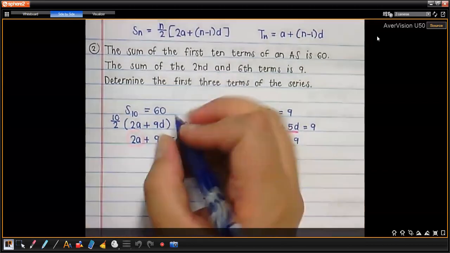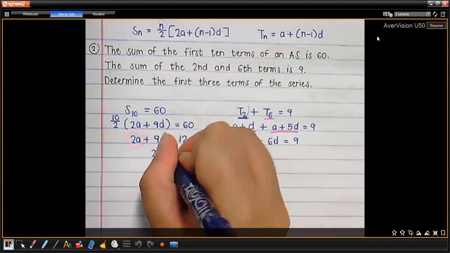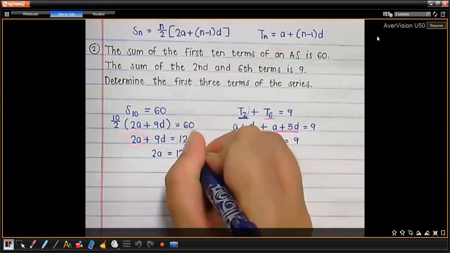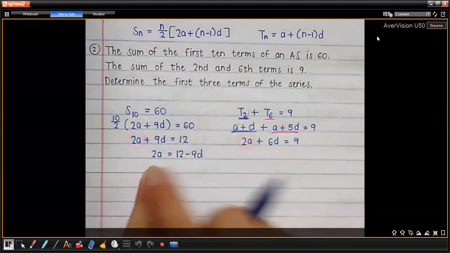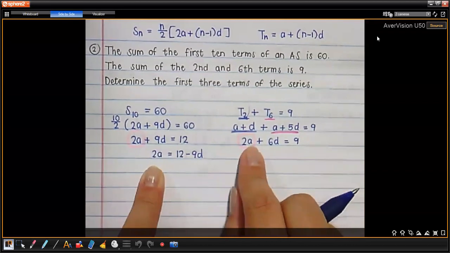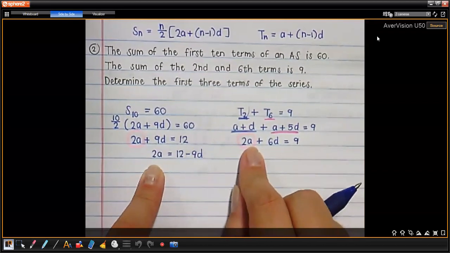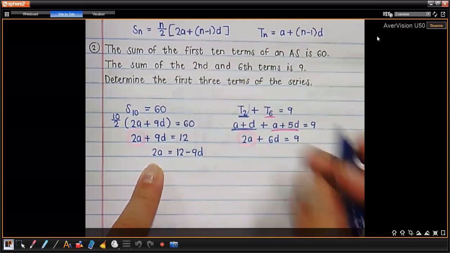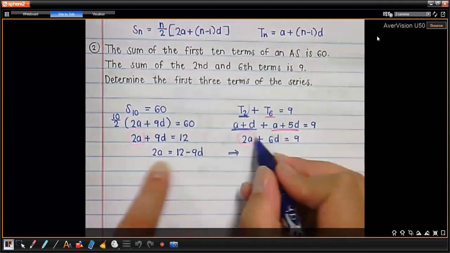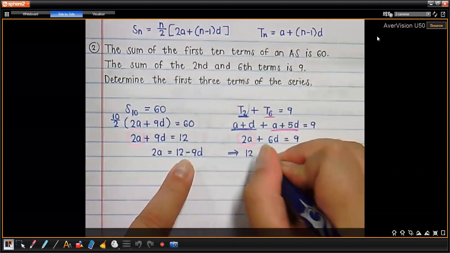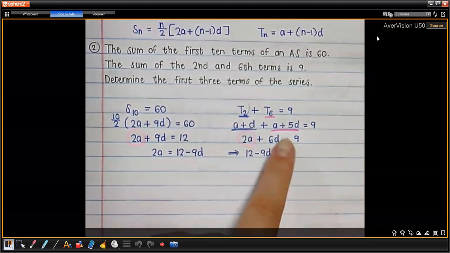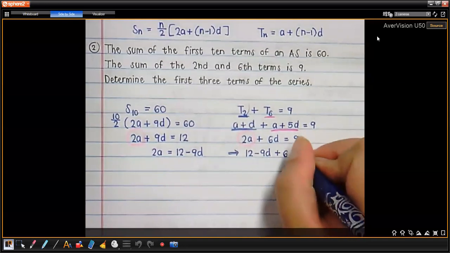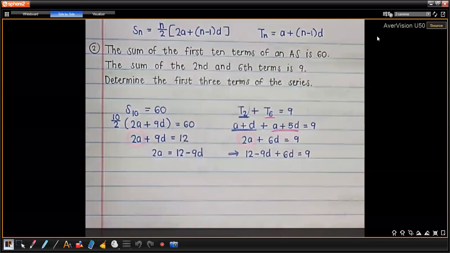All right, so let's do that together. 2a is then 12 minus 9d. And then, like I said, I'm not going to make a the subject because there is a 2a there. I can just sub this expression into the place of 2a straight away. We can save ourselves some work there. So from there, 2a is now 12 minus 9d. So that is now 12 minus 9d plus 6d equals 9.